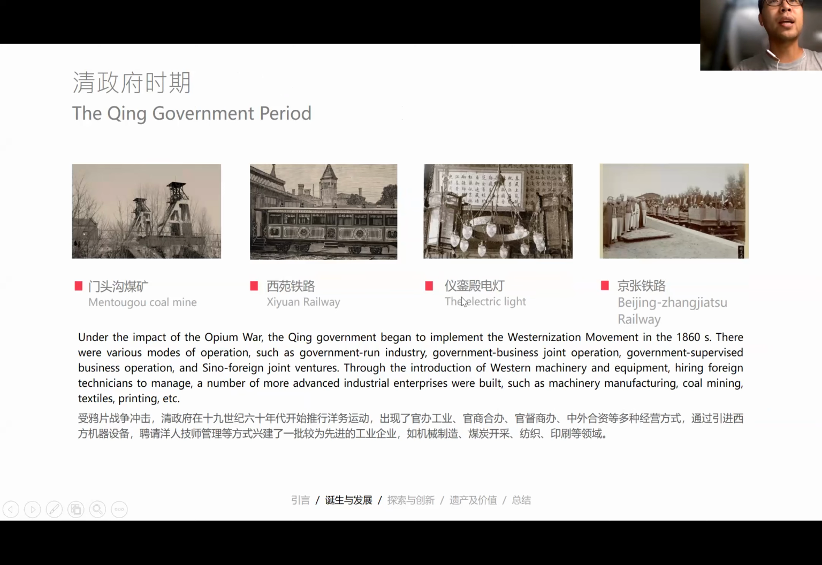The first period is the Qing government period, between 1860 and 1910. Impacted by the war between the Qing dynasty and the UK, the government began to implement the Westernization movement in 1860s, which led to the emergence of government-run industries, government business cooperation, government supervision of business, Chinese-foreign joint ventures, and other modes of operation. By importing Western machinery and equipment, employing foreign techniques and management, and other ways, the Qing government built a number of more advanced industrial enterprises, such as machinery manufacturing, coal mining, textile, printing, and so on.